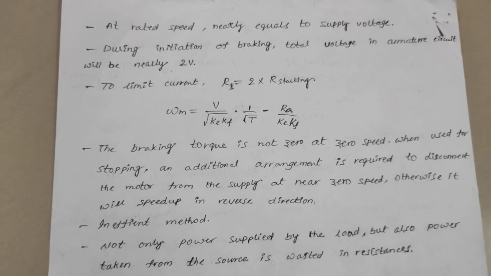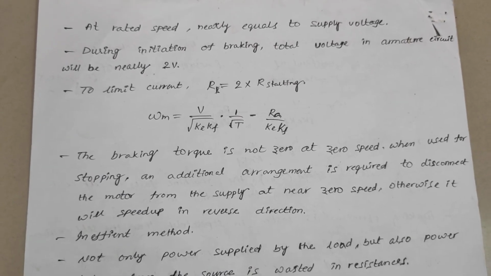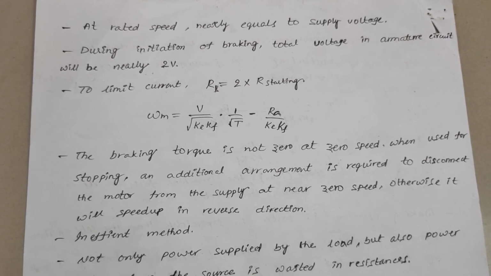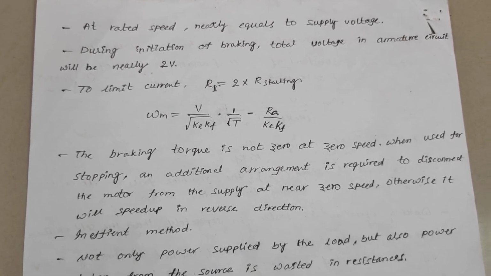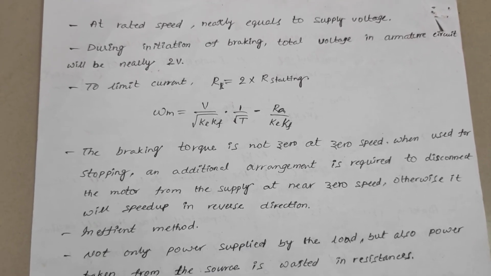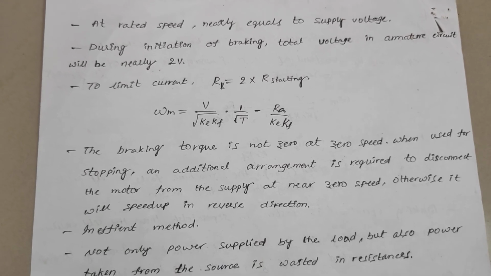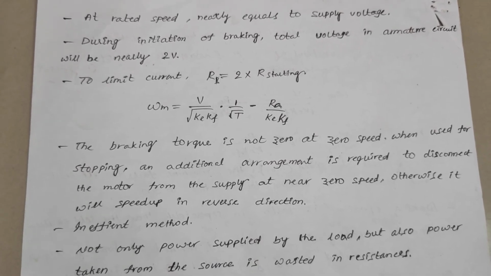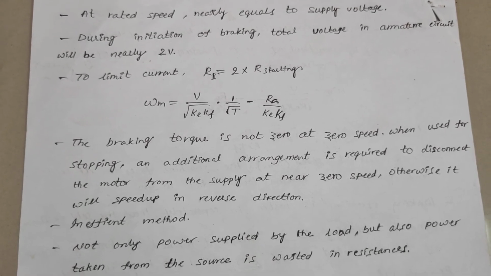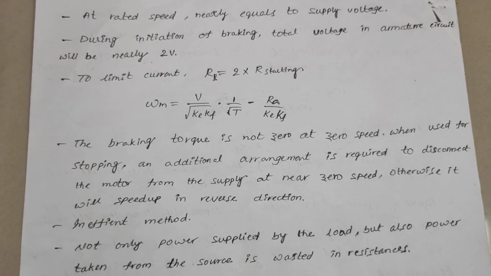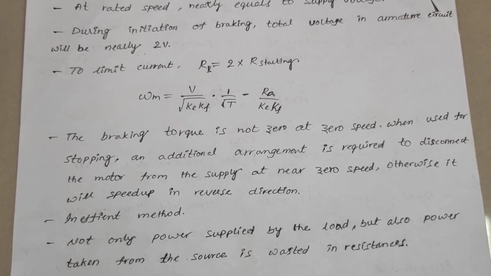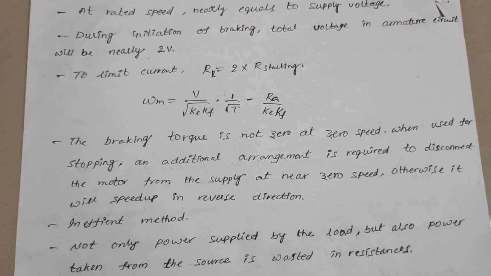Again here also, at the rated speed, the back EMF is nearly equal to the supply voltage, and during that time the maximum induced EMF will be there. During the initiation of the braking, the total voltage in the armature circuit will be nearly equal to 2V. That means you have a minimum resistance to limit the current; during the starting, you need to keep the braking resistance.